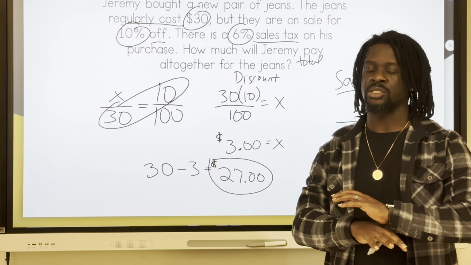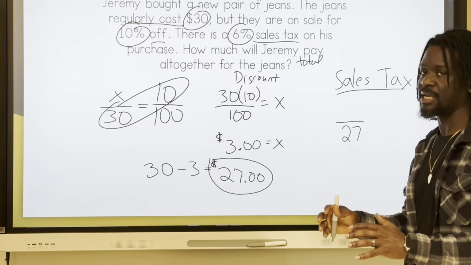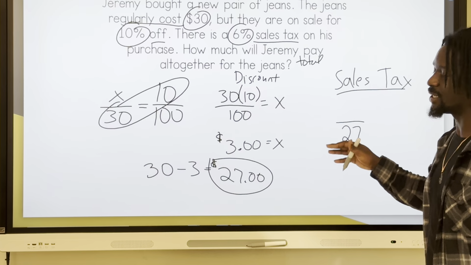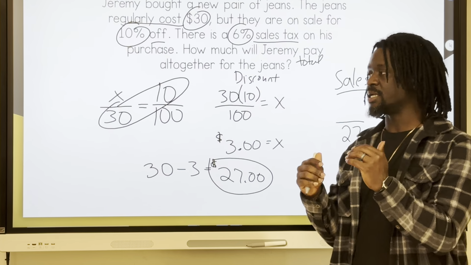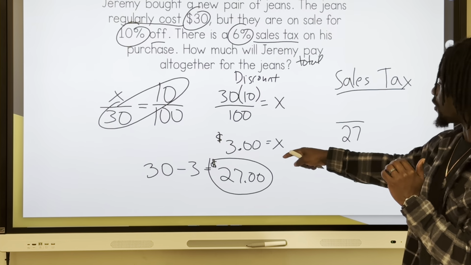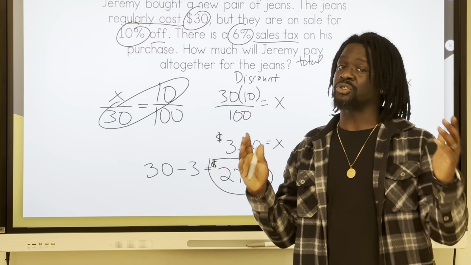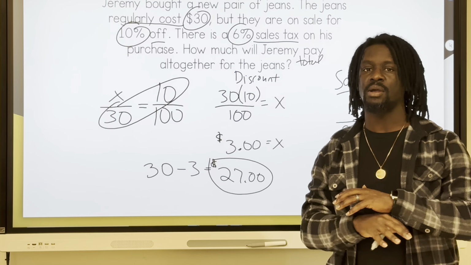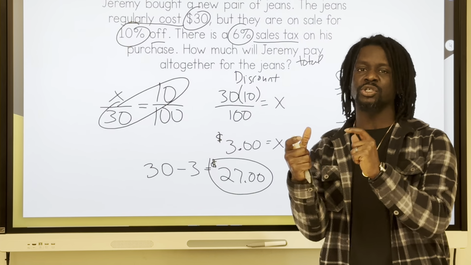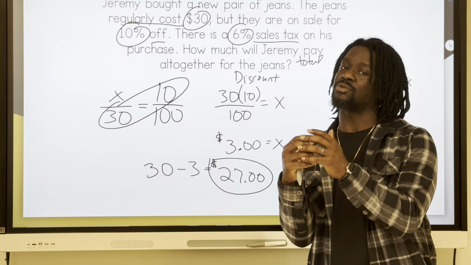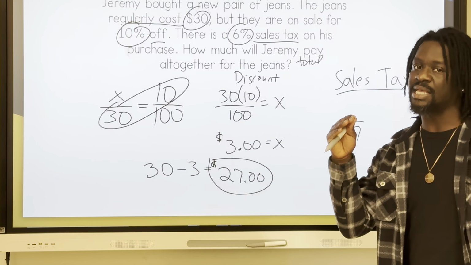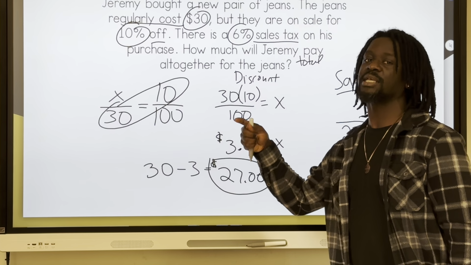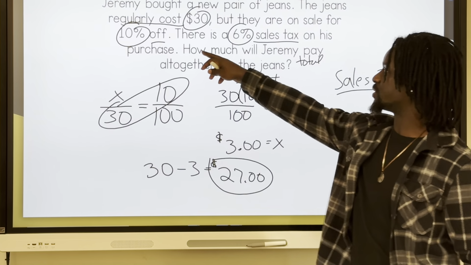What I will tell you is, regardless, technically, me and Mr. B, we looked this up earlier. You are technically supposed to do the sales tax off the discounted amount. But truth be told, if you use the 30 instead of the 27 here, I wouldn't worry too much about it. What you're going to end up getting is an answer that is similar. But technically, the sales tax should be off the discounted amount when you have a percentage off.